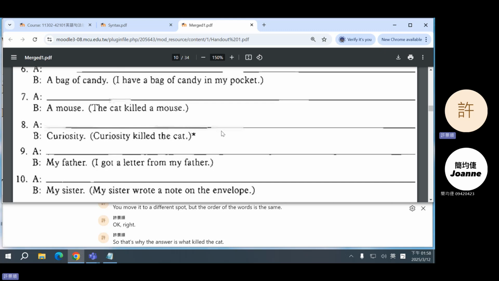So you guys know the saying, right? Curiosity killed the cat. Do you know the second half? Curiosity killed the cat, but satisfaction brought it back.